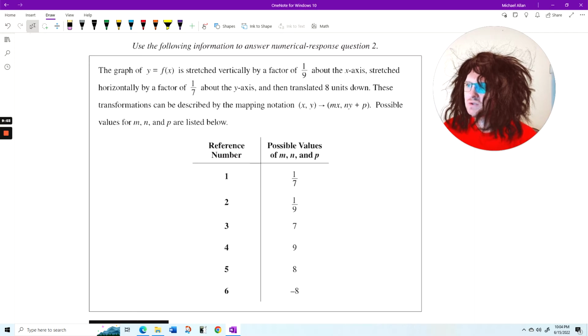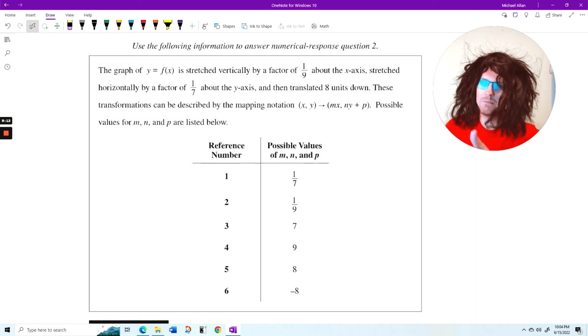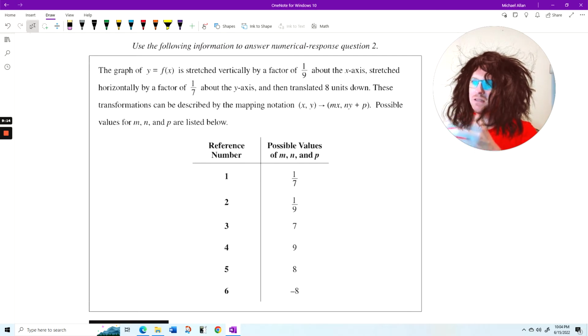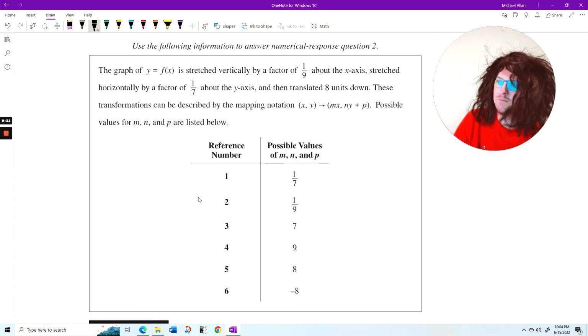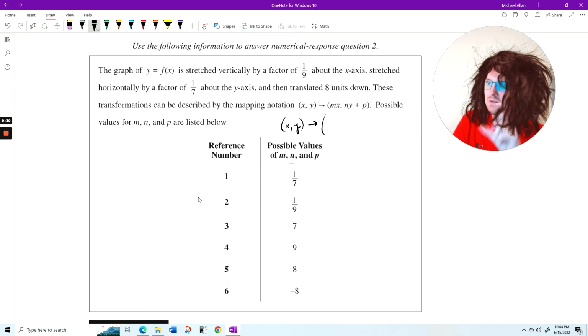These transformations can be described by mapping notation. What are the possible values here? This is probably built to mislead some people, because the wording, the stretch factor by a factor of 1/7, is literally what you have to do. So when you do the mapping, when I do a horizontal stretch factor of this, I don't do the reflection, right? So that is still 1/7. Okay? So that one's still going to be 1/7.